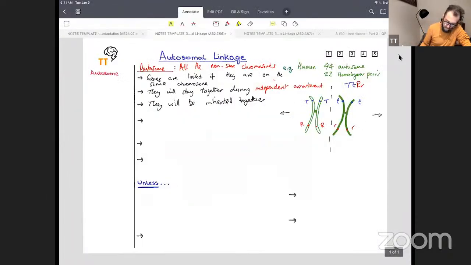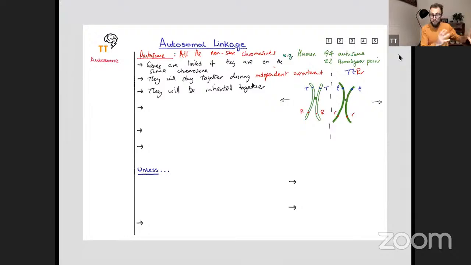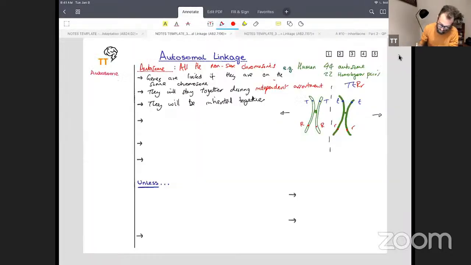Okay, perfect. If they are linked, they will be inherited together. So we can see that basically the big T and the big R are going to go together, and the little t and the little r are going to stay together. The only way that you can shuffle them up is during... my iPad is doing some interesting things.